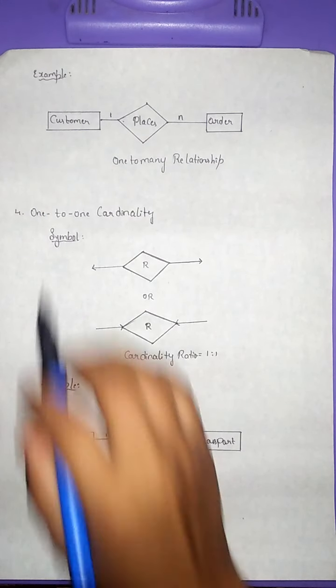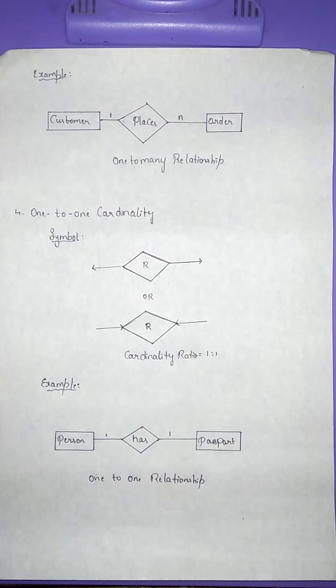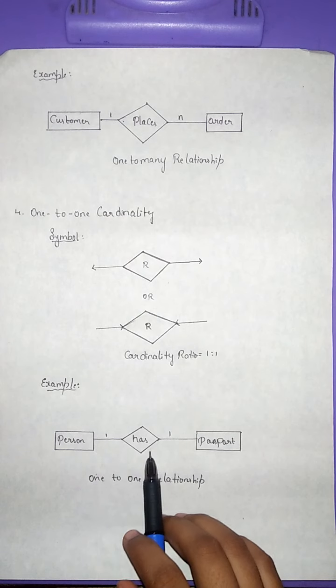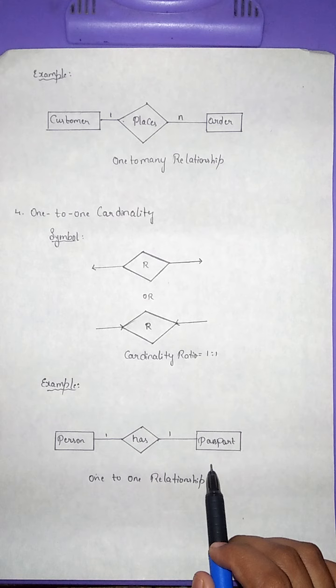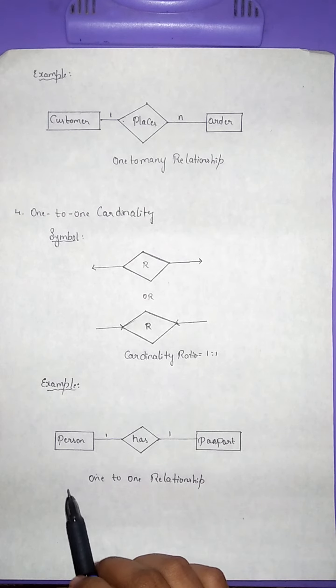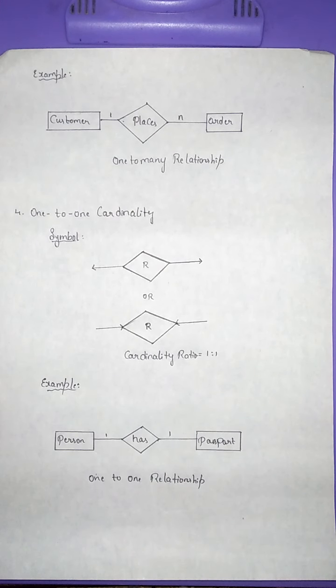At last, one-to-one cardinality. When a single instance of an entity is associated with a single instance of another entity, then it is called one-to-one cardinality. For example, a person has a single passport, or a single passport can be held by a single person. This is an example of a one-to-one relationship.